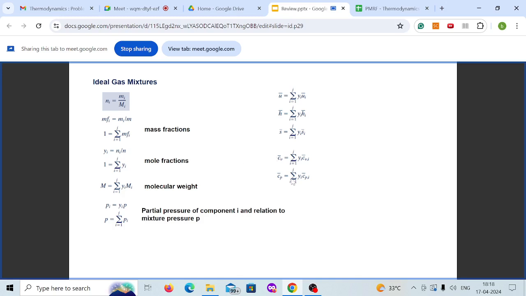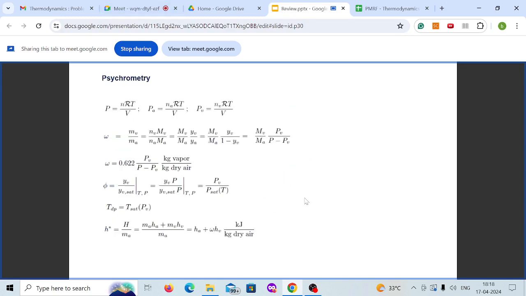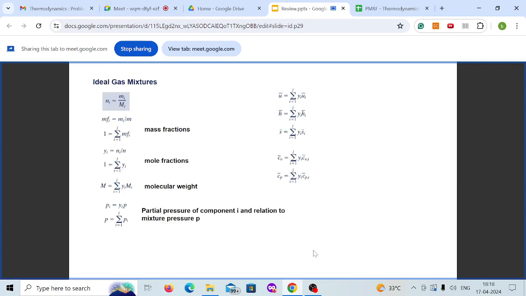So you cannot do gamma of the mixture equal to the summation of yi times gamma of i. That is wrong. You have to find Cp of the mixture, you have to find Cv of the mixture, and then you can find gamma of the mixture by Cp by Cv. So that covers the mixture portions.